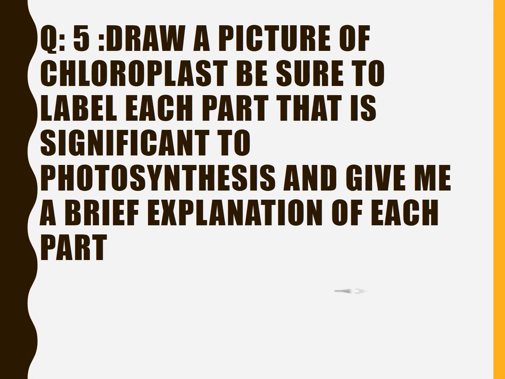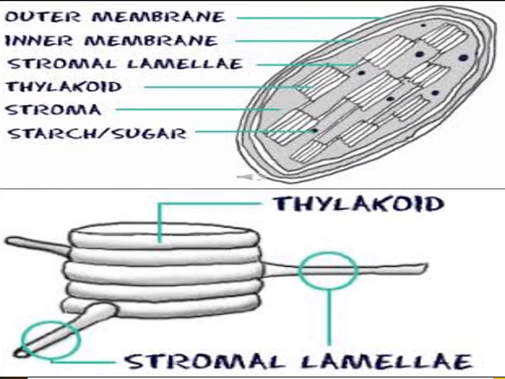The question is, draw a picture of chloroplast. Be sure to label each part that is significant to photosynthesis and give me a brief explanation of each part. Here is the structure of chloroplast. Chloroplast consists of two membranes, outer membrane and inner membrane.